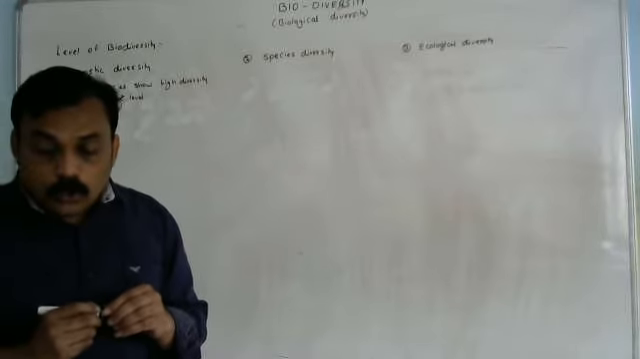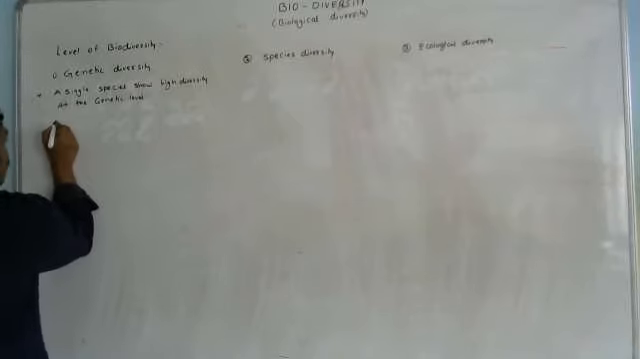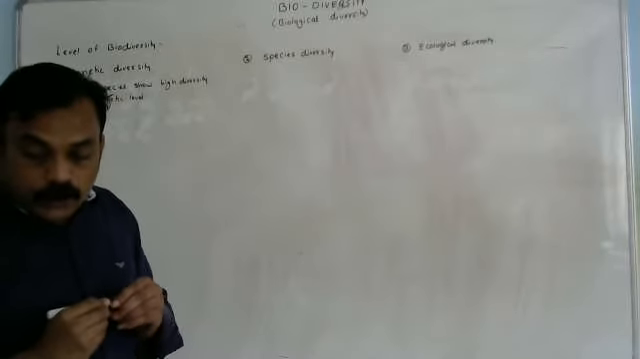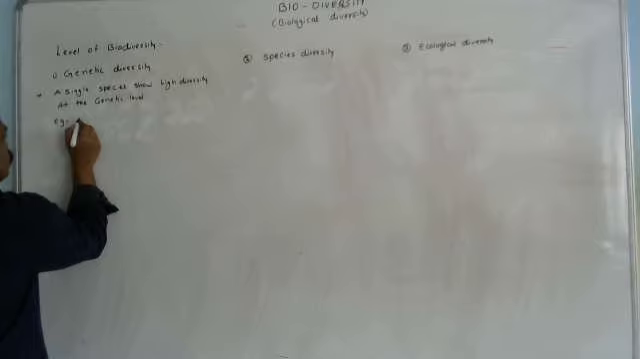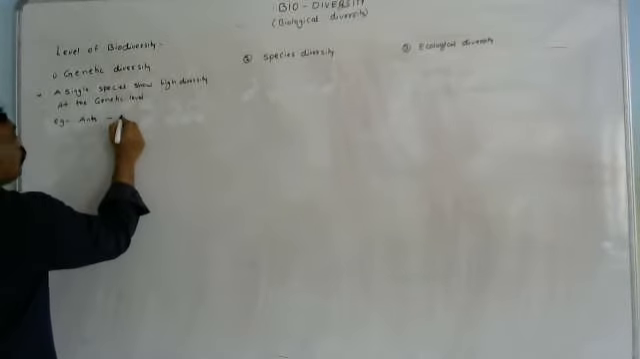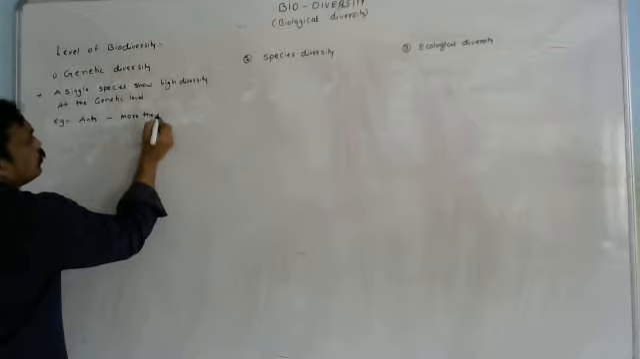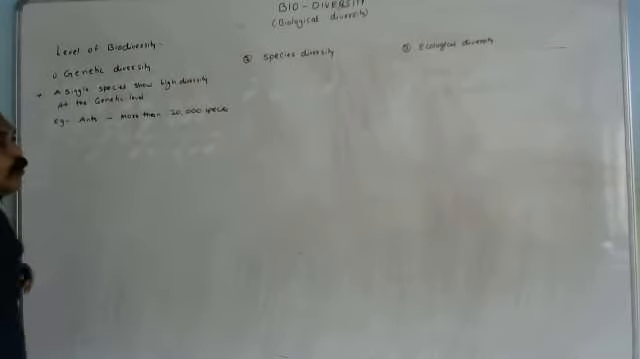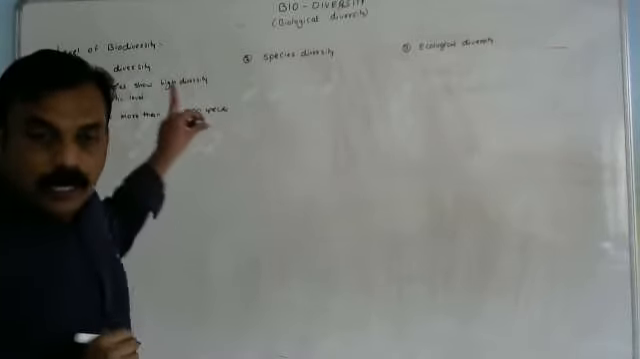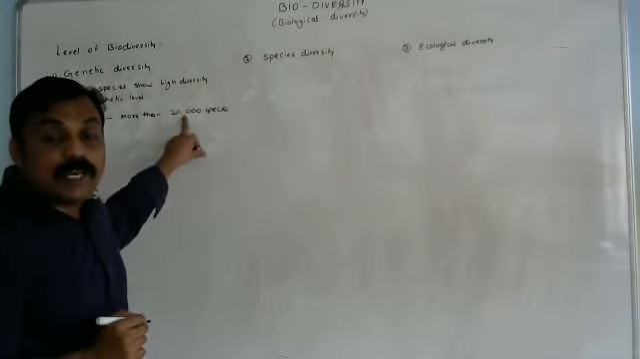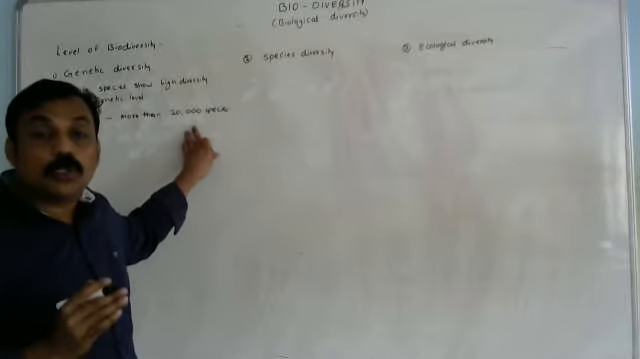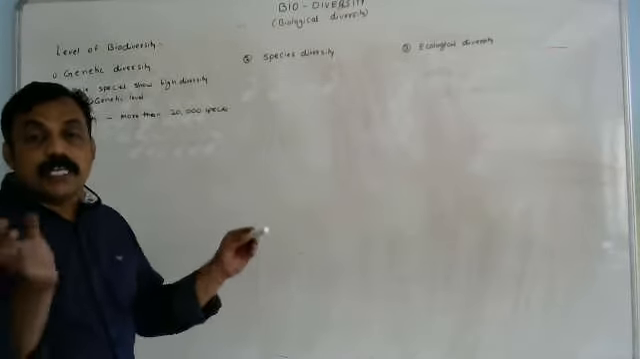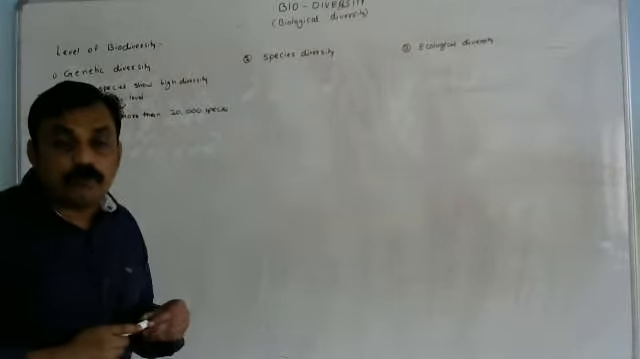If you observe examples of genetic diversity, there are more than 20,000 species of ants. Here, try to observe: all ants are the same species only, but there are varieties. Why? Because the number of genes shows differences at the genetic level. Their color, their size differ, and some have wings, some do not. They produce different varieties of ants.